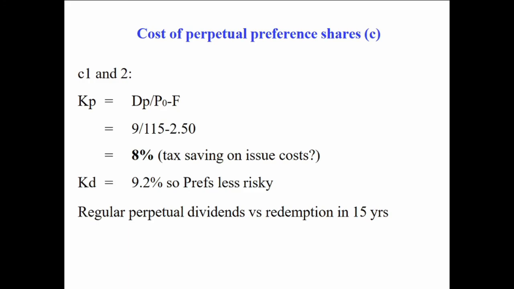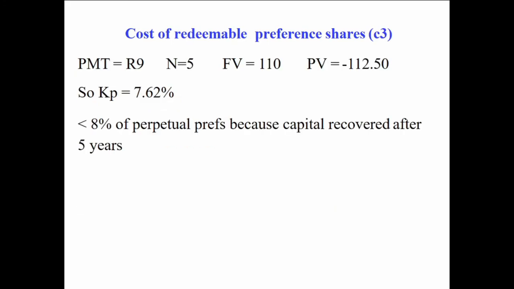So the preference shareholders get a return in the form of regular perpetual dividend payments, whereas the bondholders' return largely depends on the redemption of the principal amount, and this is at risk for 15 years. The debenture holders have to wait 15 years before the redemption of the debentures. So this makes the debentures more risky. Therefore, the debenture holders require a higher return to be compensated for this risk. This covers C1 and C2 in the class example. If we go to the next slide, we can have a look at C3.